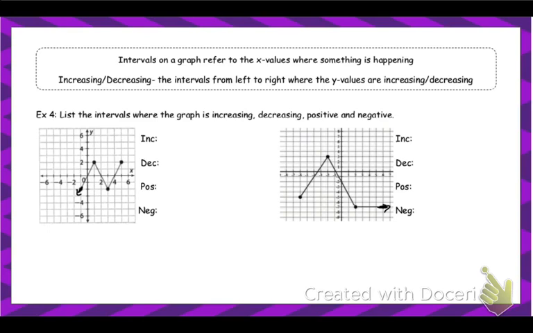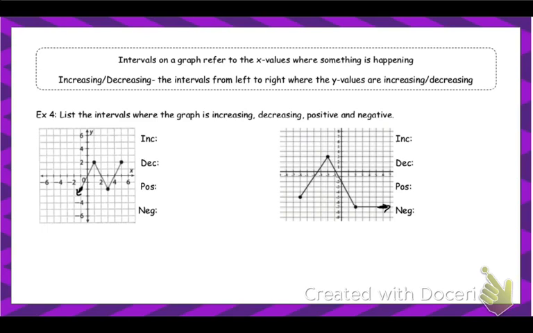All right, so again, when we talk about intervals on a graph, whenever we use that terminology, we're talking about the x values where something is happening. So if I talk about a graph and I say on the interval 0 to 7, that means from the x value of 0 to the x value of 7. And that's some terminology you're going to see a lot going forward in your math classes.